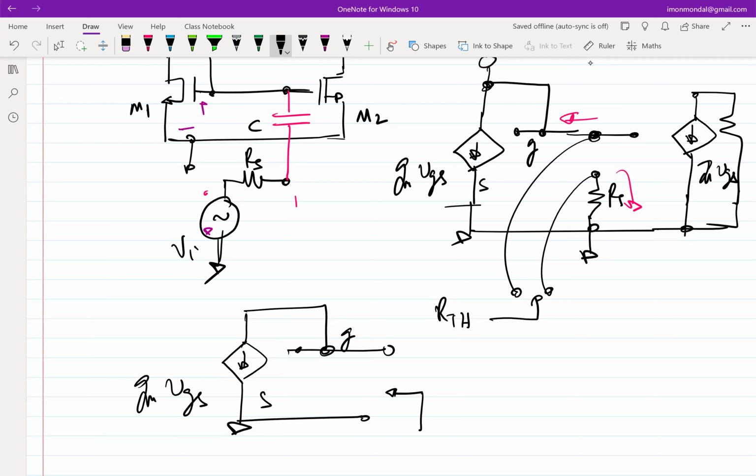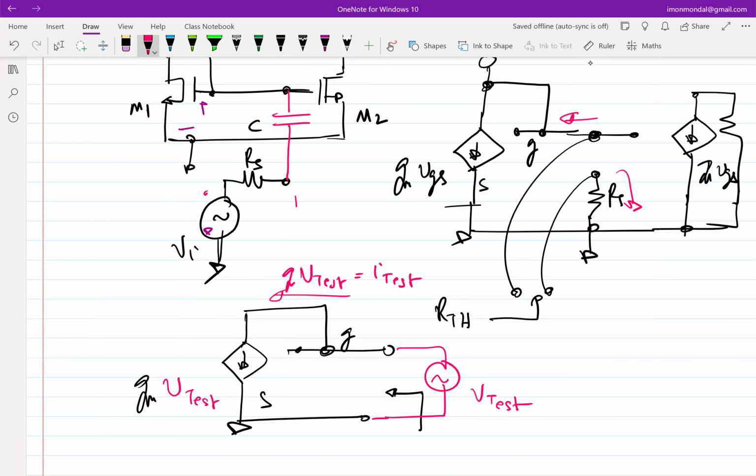Okay, let's think about whether it's infinite or not. I apply a test voltage. Source is anyway grounded, so this becomes gm times Vtest. So the current that I'm drawing is gm times Vtest, which is equal to Itest. So the equivalent impedance RTH in this case becomes 1 over gm.